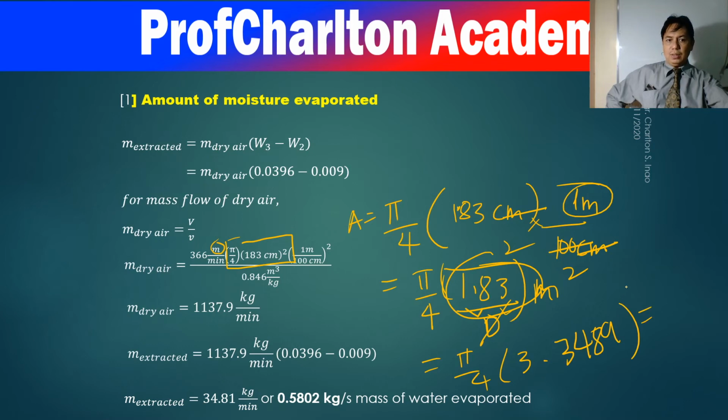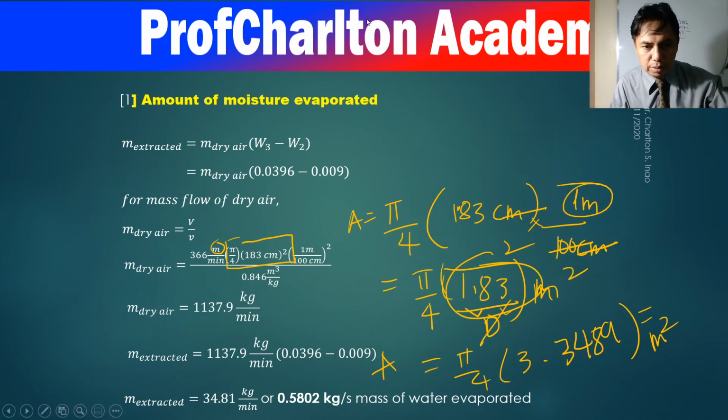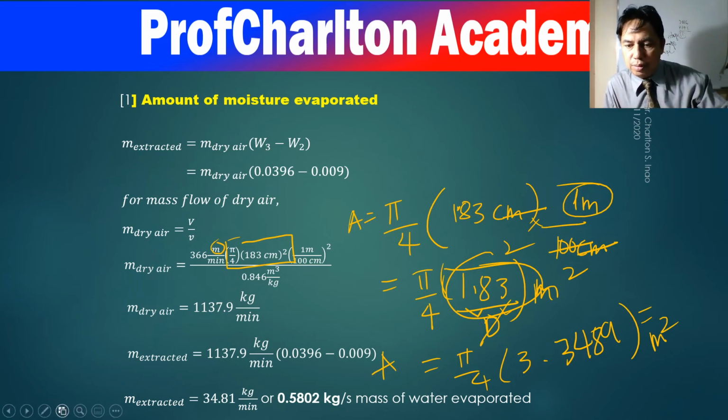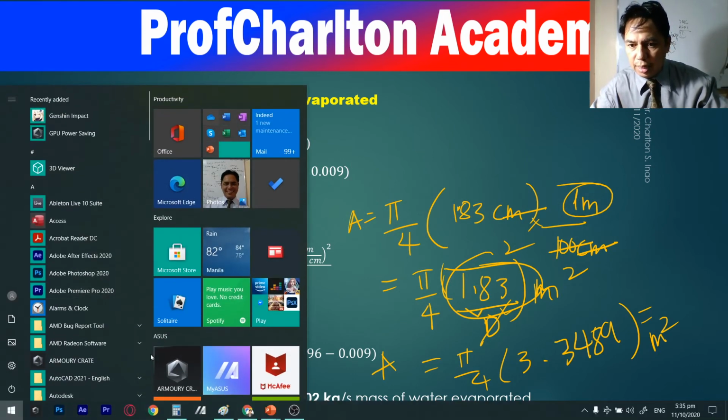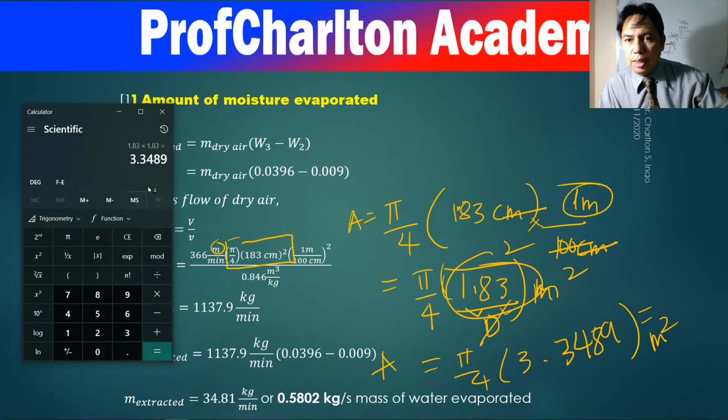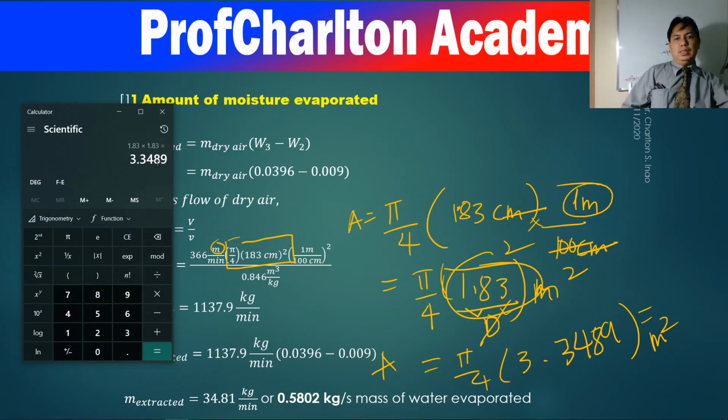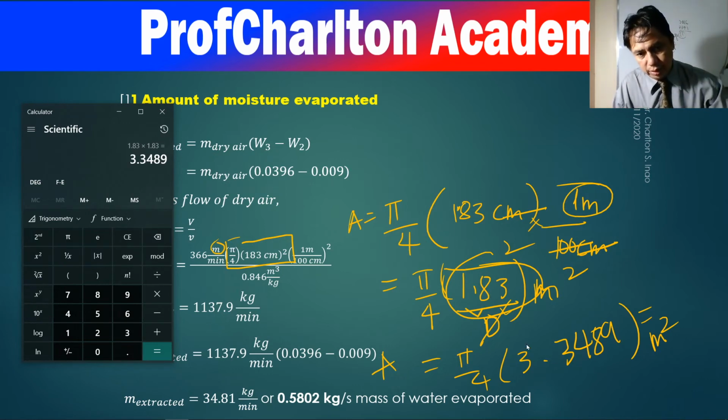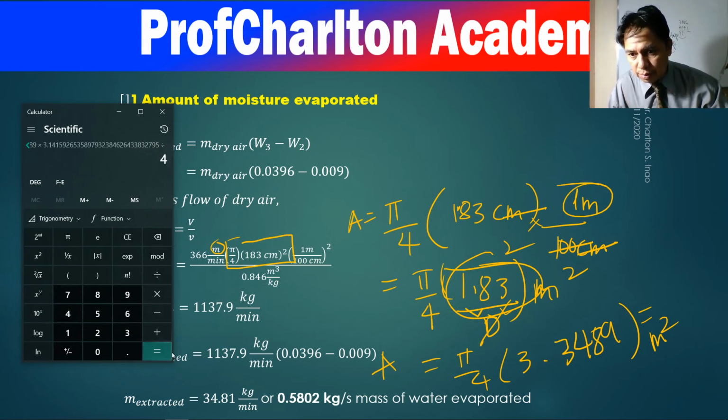Yeah. So when you multiply that, all are in meters, because pi over 4 d squared will become meters squared. It is an area, right? So let me have that: 3.3489 times pi over 4. It's already squared, right? Because here 1.83 times 1.83 is a square unit, so this becomes already squared units, times pi divided by 4.